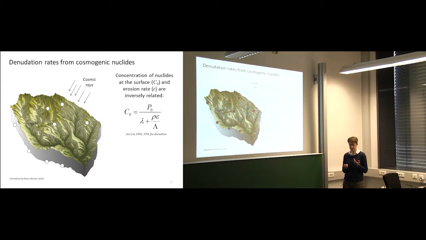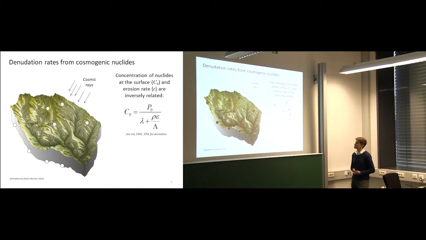Okay, so to understand how that's happening, we started off at some depth beneath the surface with no concentration, and we eventually entered that zone where the nuclides were being produced. So if we move very quickly through that zone, we have a low concentration. If we move very slowly through that zone, we have a higher concentration. So that's just to say that the concentration is inversely related to that erosion rate.